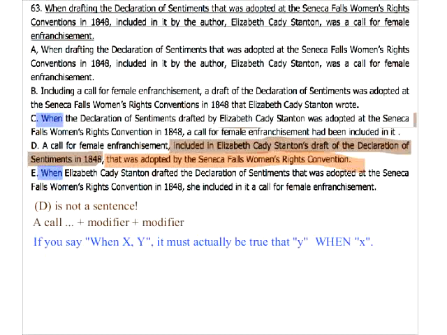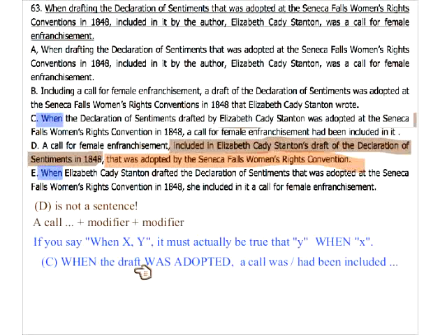The time frames have to match. So let's look at what they're saying. What's the message in C? C is saying when the draft was adopted, a call had been included. I mean, this doesn't make sense, because this must have been done way before when the draft was adopted. This is a much later time frame. So this doesn't make sense.